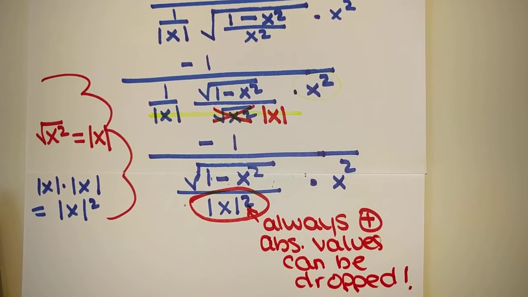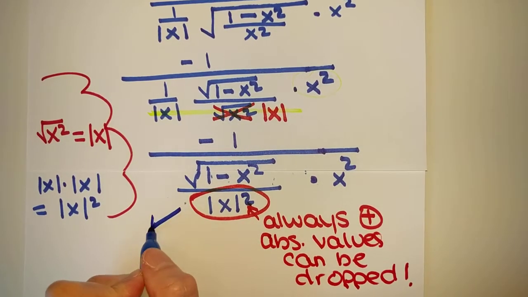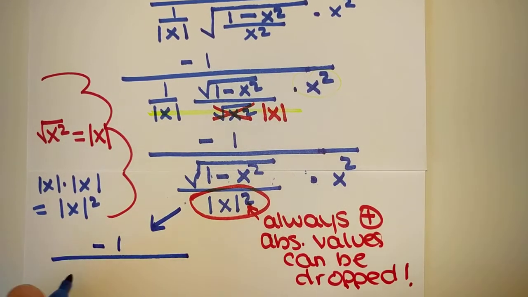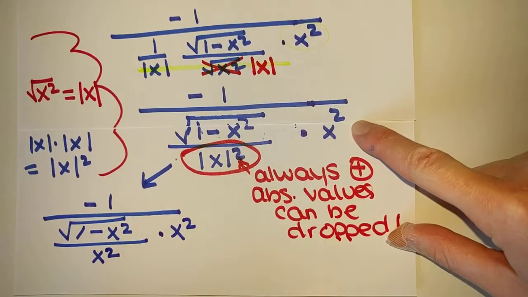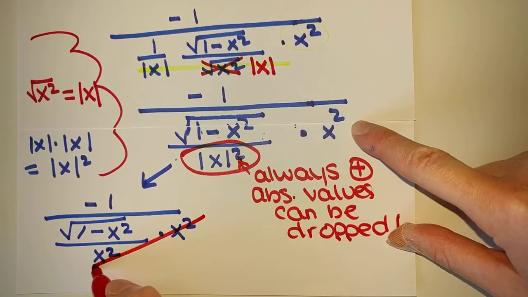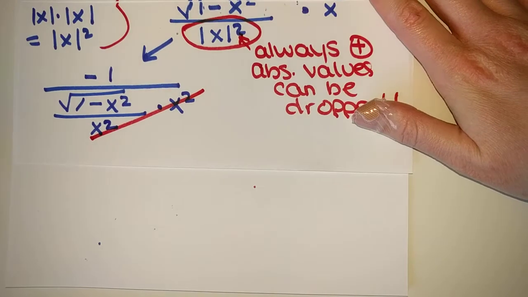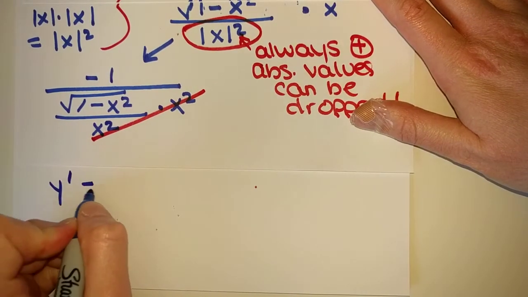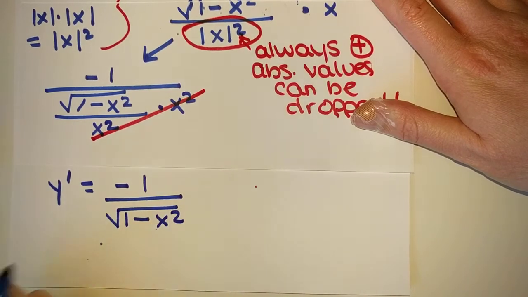And that's very exciting for us because if we drop those absolute values, we will have negative 1 over the square root of 1 minus x squared over x squared. And then that can cancel out with this x squared that we had here. So then these guys cancel, and then we are looking at our derivative, a very elegant answer: y prime is equal to negative 1 over the square root of 1 minus x squared.